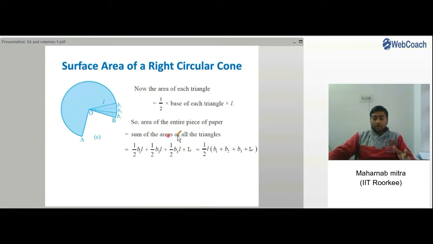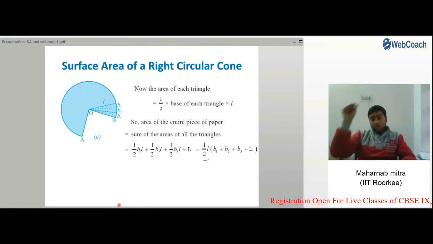So the area of the entire piece is the sum of areas of all the triangles, or half into B1 into L, half into B2 into L, half into B3 into L, and so on, right? Half into the base and the height. So if we take out the length L common, and half common, we will get half into L times B1 plus B2 plus B3 and so on, right? It will start from B and all the lengths will end up till A, and we are adding these lengths up, B1, B2, B3 and so on.